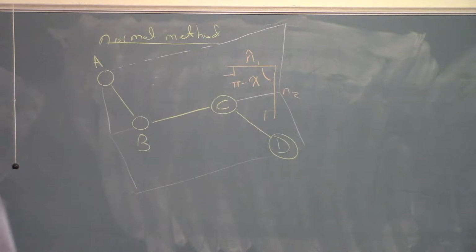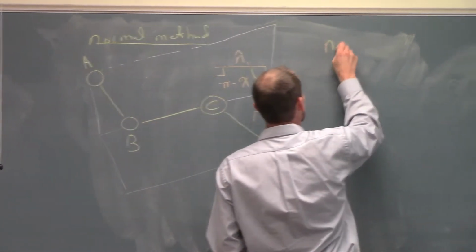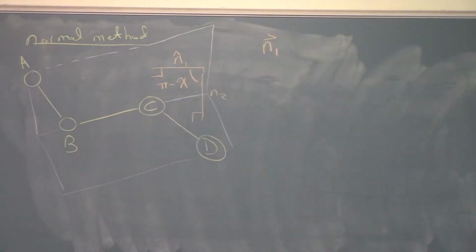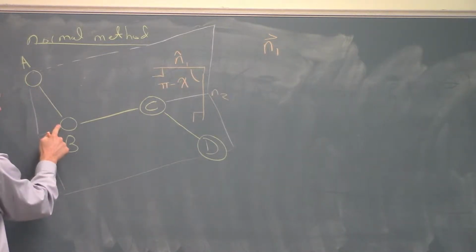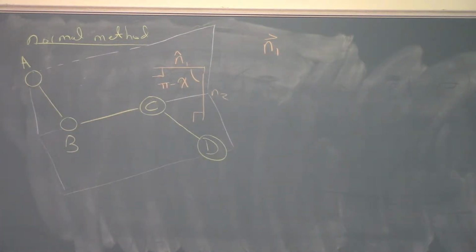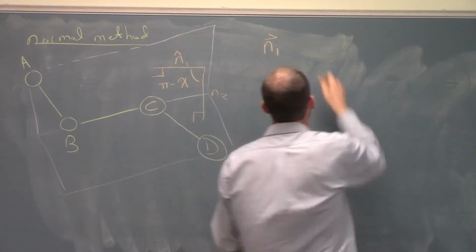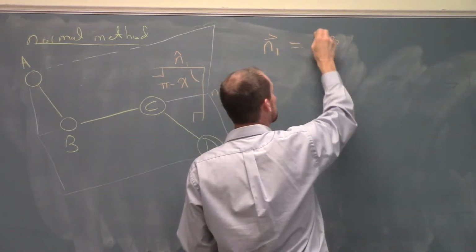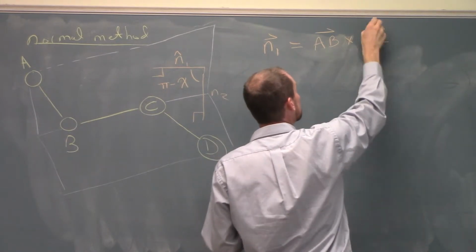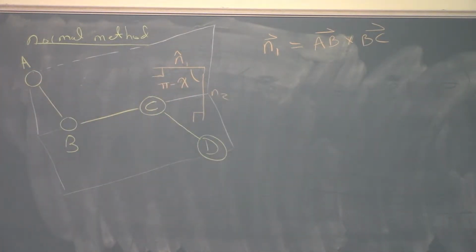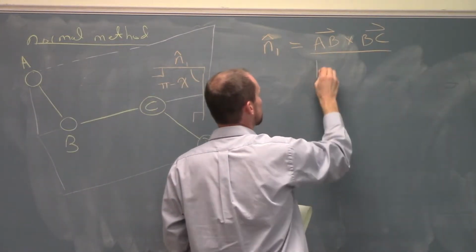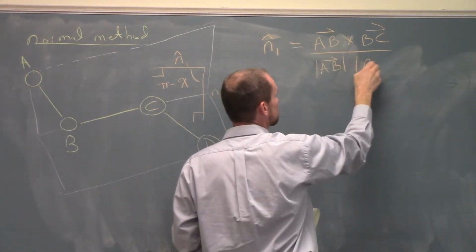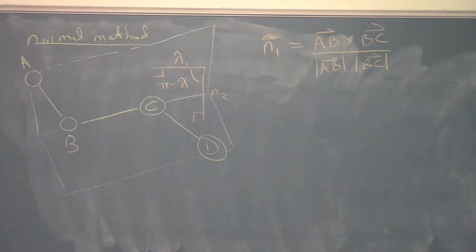Okay, so that's the normal method. To do that, we need expressions for the normal. So how do we get the normal to a plane defined by 3 points? For that, we can take the AB vector and the BC vector. If we take the cross product, AB cross BC, we'll get a normal coming out of the plane. So a cross product will give us a normal. Depending on the length of those bonds, that won't necessarily be a unit vector. We want the unit normal, so we divide by the magnitude of AB and the magnitude of BC to get normal 1.